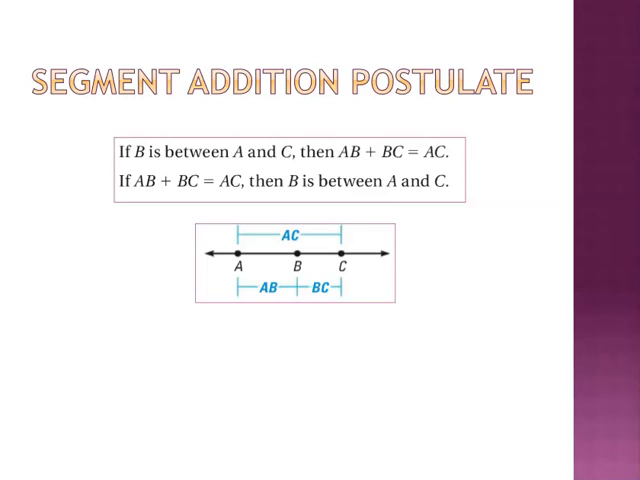So here's a visual for you to see what's actually going on. So if B is between A and C, that means they're all collinear, right? They're all on the same line. Then we can say that AB plus BC is equal to AC. So the length of AB plus the length of BC added together is equal to the length of AC.